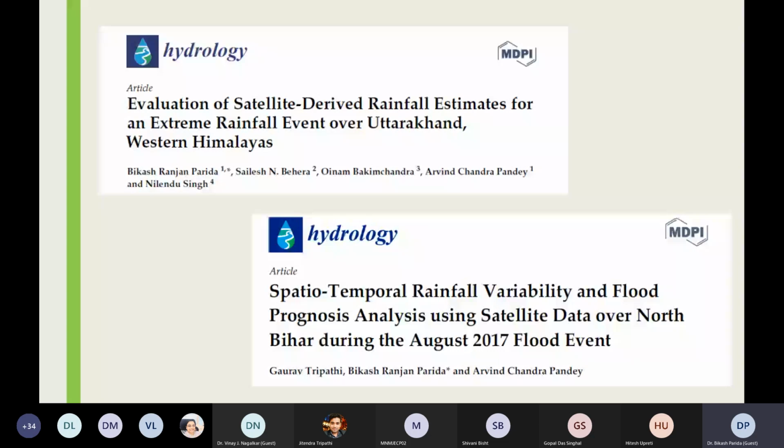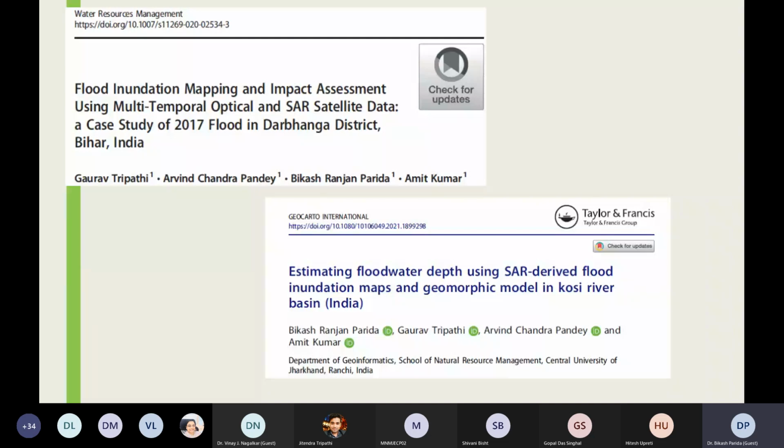So I will give these to the host, and they can circulate them. These are the papers from which all this information that I have shown you has been taken, plus two more papers. The first one is SAR based, with LULC impacts and how the inundation is affecting the agriculture part.